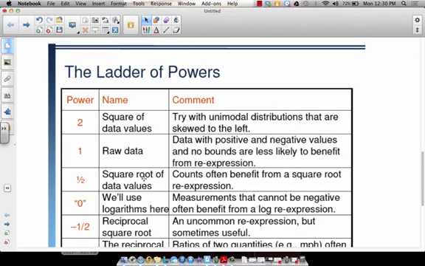Let's take the square root of these data. So I'm going to go through and take the square root of them. We're going to go back to the calculator. Now, if that doesn't work, I might need to move this way and keep going down. Okay, so maybe we need to use logarithms. Measurements that cannot be negative often benefit from a log re-expression. Well, if I'm dealing with population, I'm not going to have a negative value. But I'm not going to move straight from here right to logs. I don't want to go from raw data to logs. I want to move my way through the progression. And that's what we'll do next.